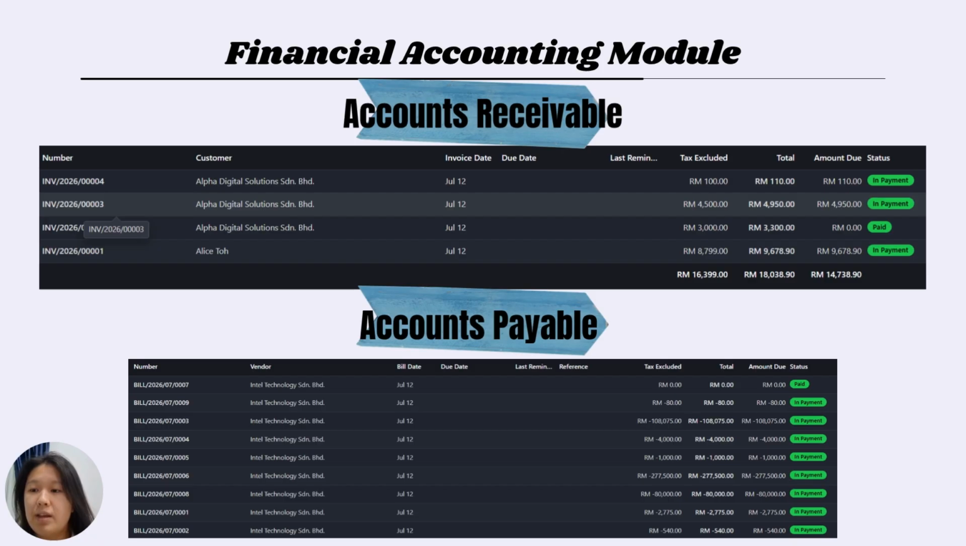Below on the slide, it shows the account payable report, detailing our obligations to vendors. Here, we received bills from Intel Technology Sdn Bhd with a total of 108,075 ringgit that is in payment. This centralized view allows us to effectively manage our cash flow, monitor customer payment behavior, and ensure we meet our own payment deadlines to suppliers.